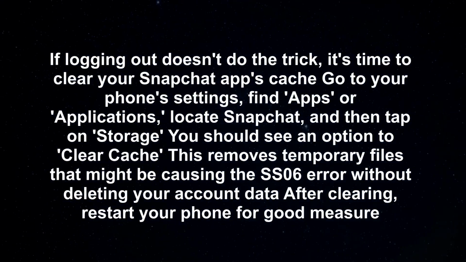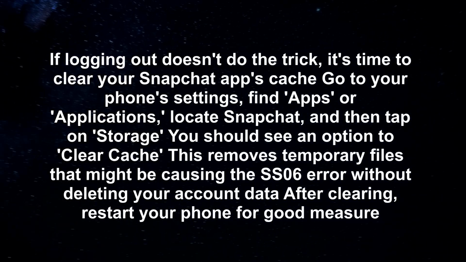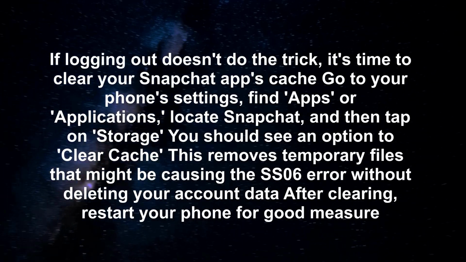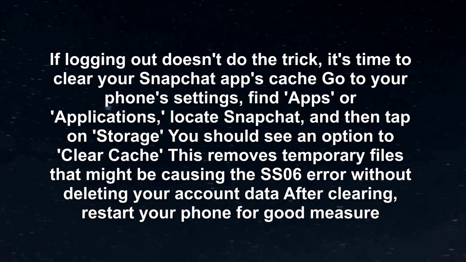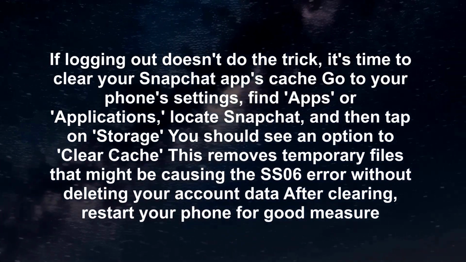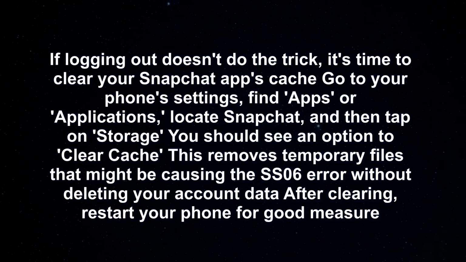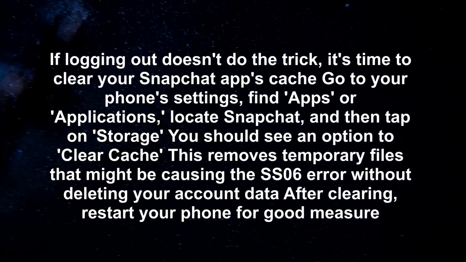If logging out doesn't do the trick, it's time to clear your Snapchat app's cache. Go to your phone settings, find apps or applications, locate Snapchat, and then tap on storage. You should see an option to clear cache. This removes temporary files that might be causing the SS06 error without deleting your account data. After clearing, restart your phone for good measure.